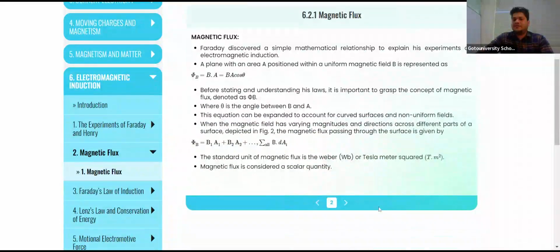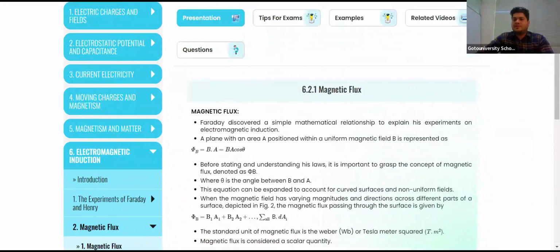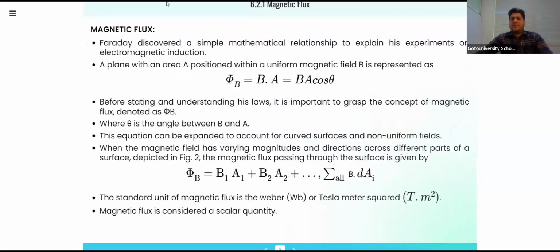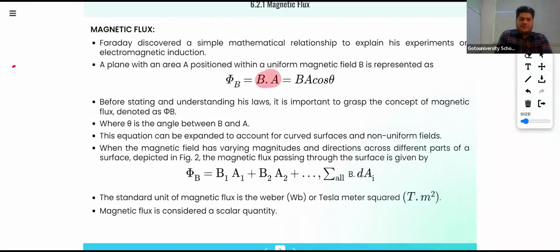What is magnetic flux? It's a simple thing. Faraday discovered the relationship between B and A. What is B and what is A? Flux is the dot product of B and A. B is the magnetic field strength, and A is the area vector. When you remove the dot, there will be BA cos theta.